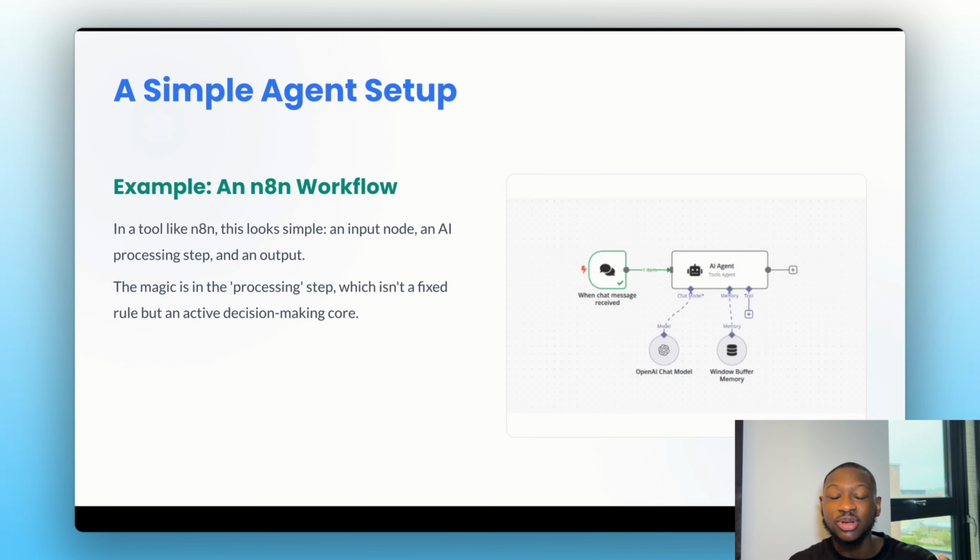Now, here's a simple agent setup you can find in n8n. In a tool like n8n, this looks simple. It starts with an input node here, then an AI processing step, which you can see here, and then we have an output, which is what you would receive at the end or what you would hand to another app. The magic is in the processing step, which isn't a fixed rule but an active decision-making call. Later we'll go deeper into how to prompt this so it works aligned with what you're looking to get. And you can see we don't just provide a prompt, we provide a chat model, basically the brain of the AI agent.